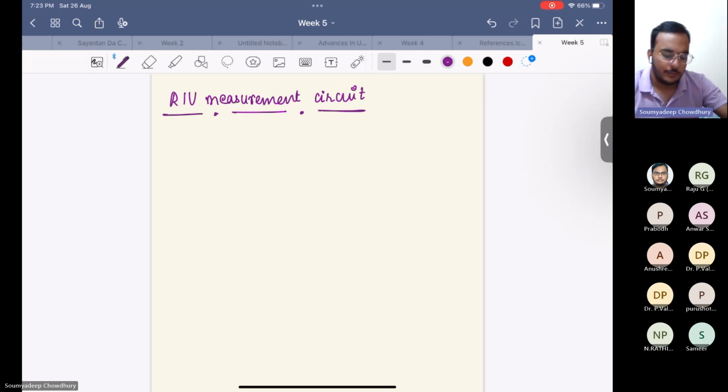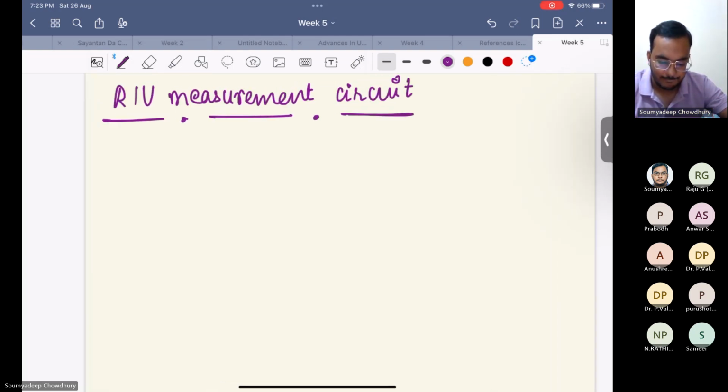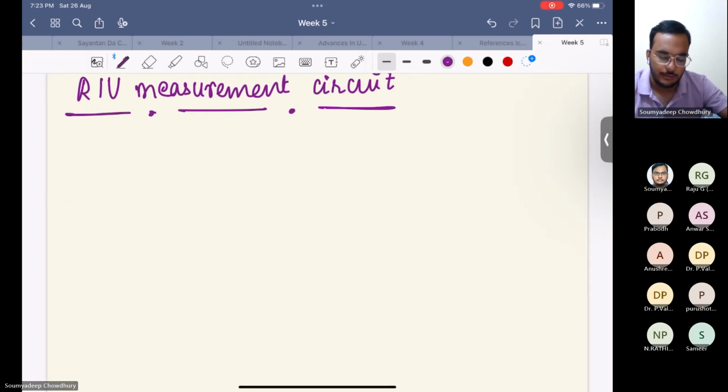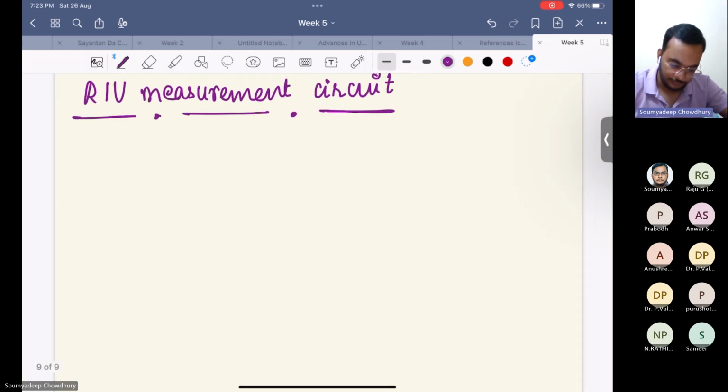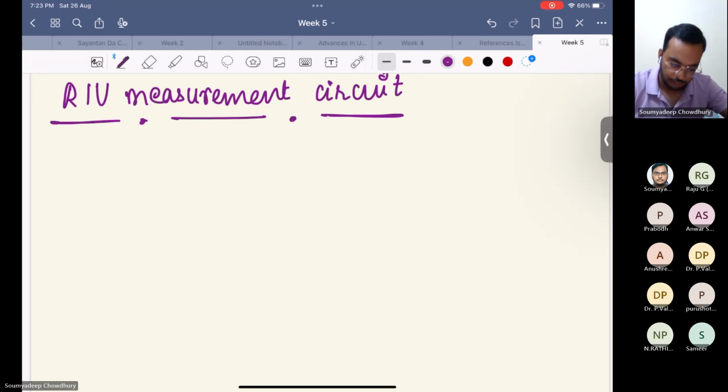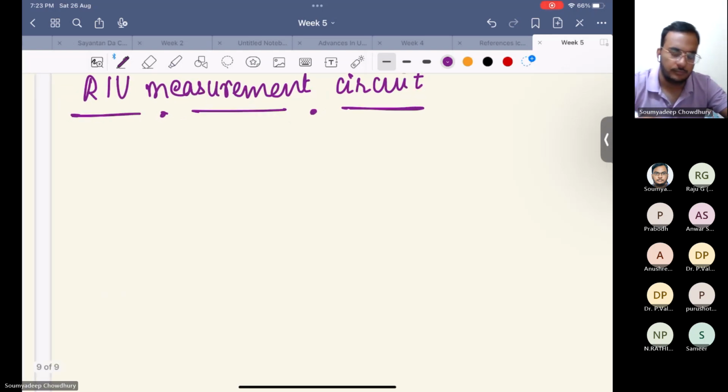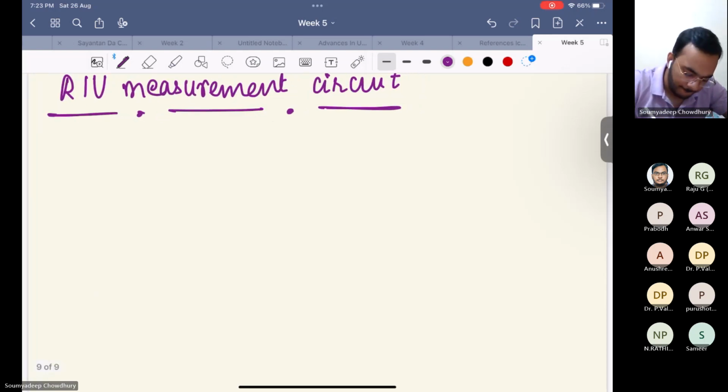So this RIV measurement circuit, I'll first draw it, and it's a bit difficult to draw in this small space. It's a big circuit. I'll just draw the circuit first, then I'll be explaining that.